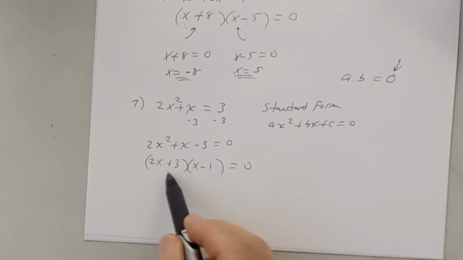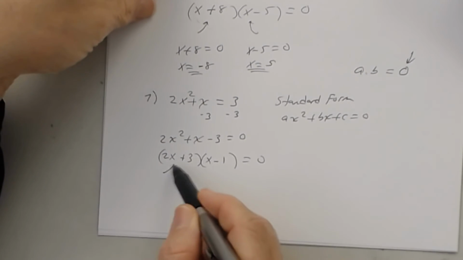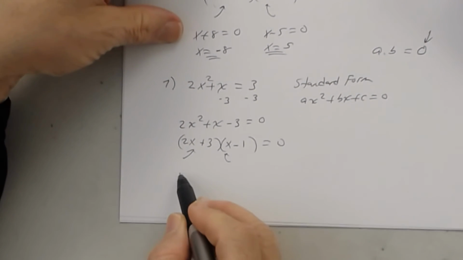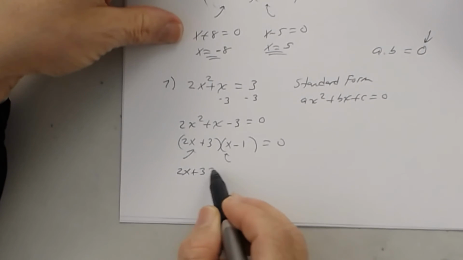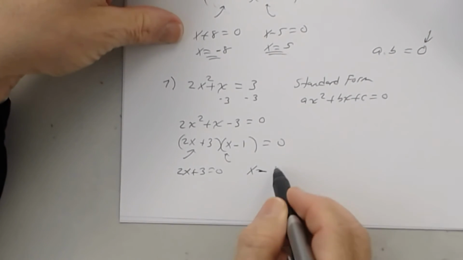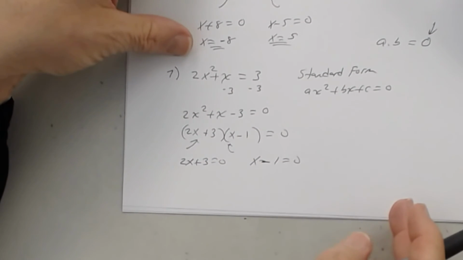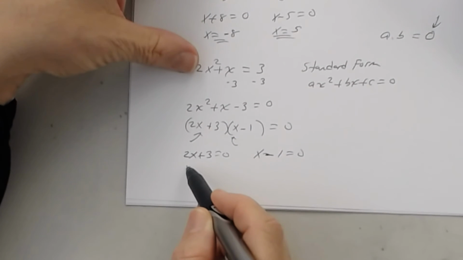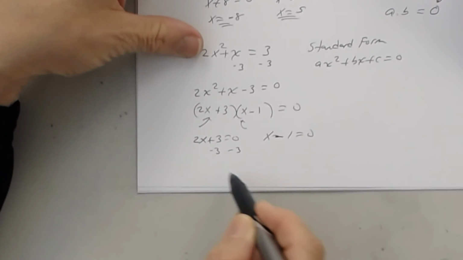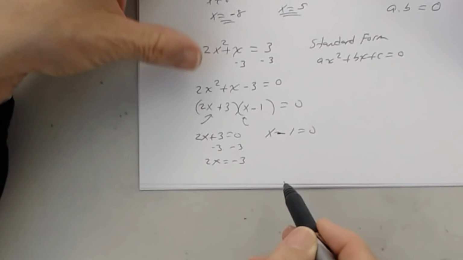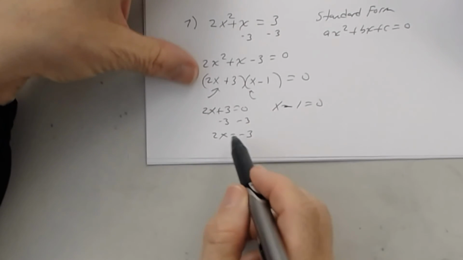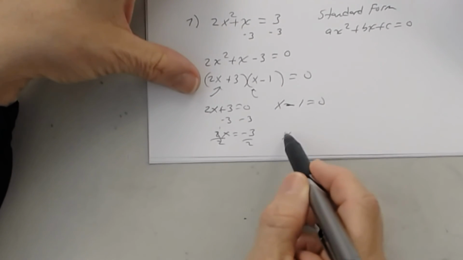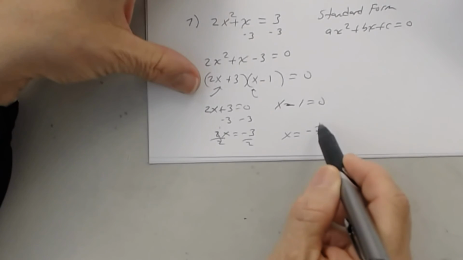Now can I use the zero factor property? Yeah, because I have a product that's equal to 0. So one of those factors has to be 0. So either 2x plus 3 equals 0 or x minus 1 equals 0. So again, I went from a quadratic to 2 linear. Over here, when I subtract 3 from both sides, I get 2x equals negative 3. Then I divide both sides by 2. So one of my solutions is x equals what? Negative 3 halves.